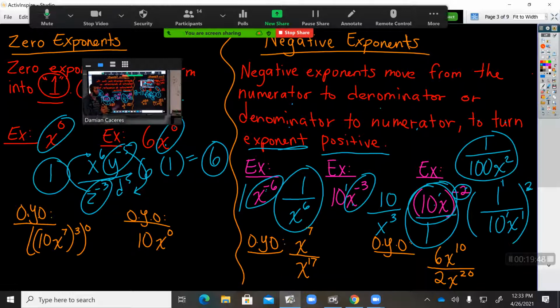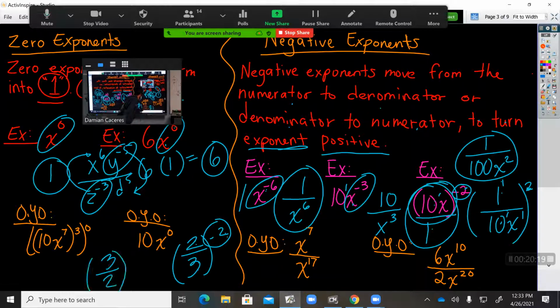Just to make sure you understood what I just said there: 2 over 3 to the negative 2. How can I make that negative 2 a positive 2? No. How can I make 2 over 3 to the negative 2 a positive exponent? I just said it here. What do we do to 10 over 1? I flip it. So 2 over 3 flipped is 3 over 2. If you do that, that becomes a positive.